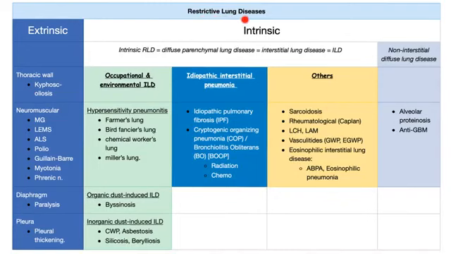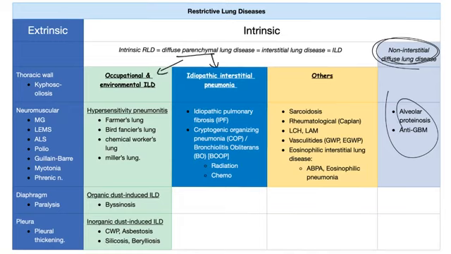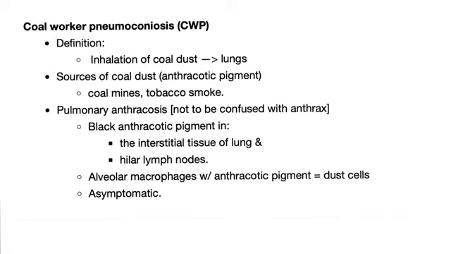Here is the most important table to understand restrictive lung disease. They are divided into extrinsic, which is not the lung's fault, and intrinsic, which is the lung's fault. Intrinsic has 2 main subtypes: diffuse parenchymal, which means it's in the interstitial space, or it could be in the alveoli. When we talk about intrinsic diffuse parenchymal, we have 3 subtypes: occupational and environmental, idiopathic interstitial, and others. Today's topic is inorganic dust-induced interstitial lung disease, which is part of the occupational and environmental, such as coal worker pneumoconiosis, asbestosis, silicosis, berylliosis.